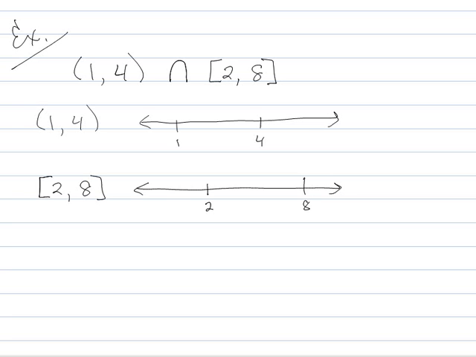Okay? So now we're going to graph 1 to 4. These are parentheses, so that means I don't include my endpoints. So I'm going to go like this. And then on the 2 to 8, it's a bracket, so that means I do include my endpoints. 2 and 8 are a part of that solution.